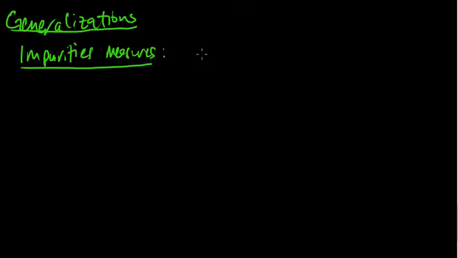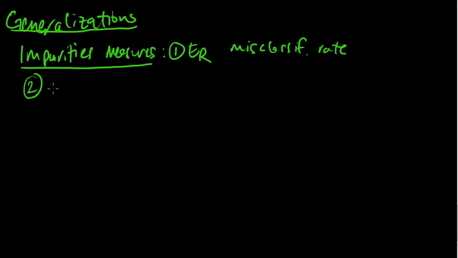So let me say different impurity measures or quantities. The first one was this E sub r, and that's the misclassification rate in the region R. Another one which can be used is the entropy H sub r, and this has a very nice interpretation actually.